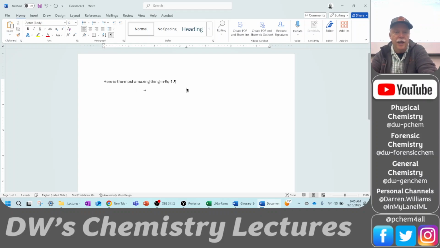So I can hit tab and notice it goes to the center. If I hit tab again, it goes all the way over to the right. And then whatever I type over here is stuck to the right margin. And whatever I type here in the middle is centered in the middle of the page. And so that's where you want your equation. So you can tab over twice. You can do 1. So there's your equation 1. And then go back to the middle, and then you can enter your equation here.